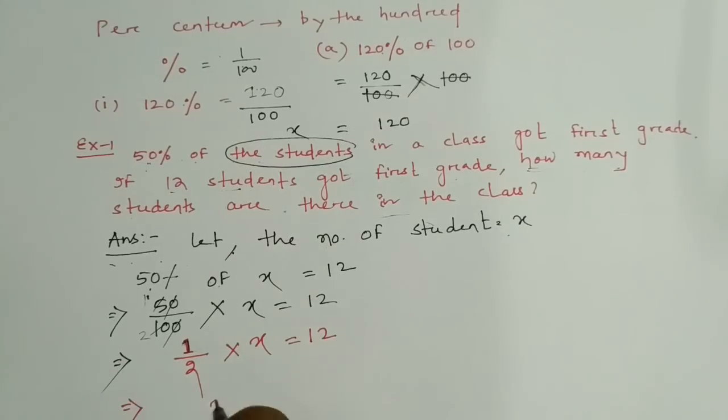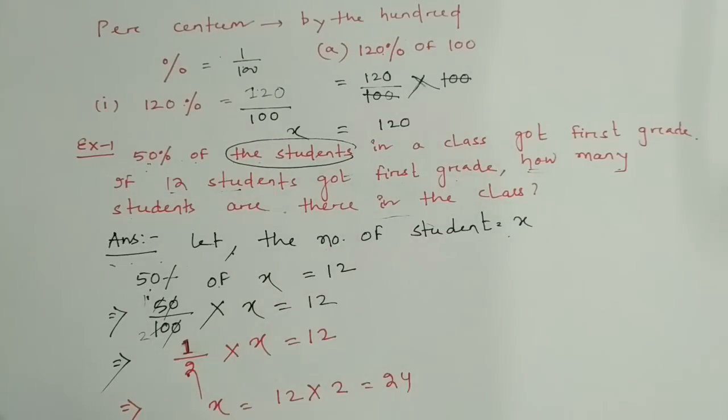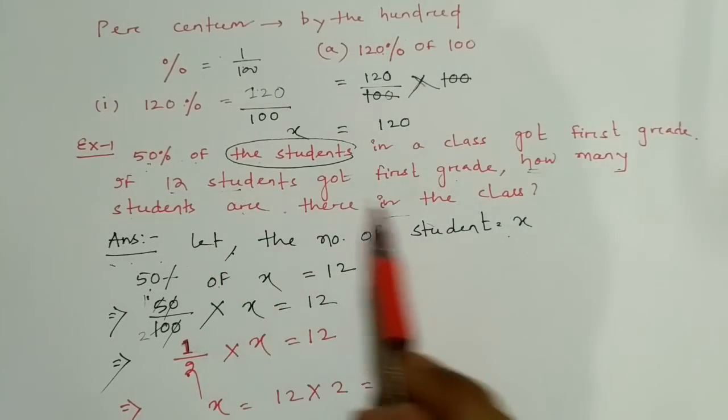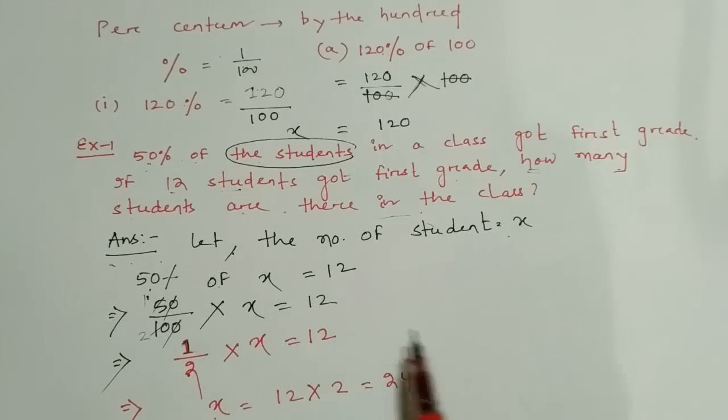So what is the value of X? 12, 1 by 2. So 2 is dividing here, so 2 gets multiplied. So 12 into 2, that is 24. So how many students are there in the class? The number of students in the class is 24. This is our answer.